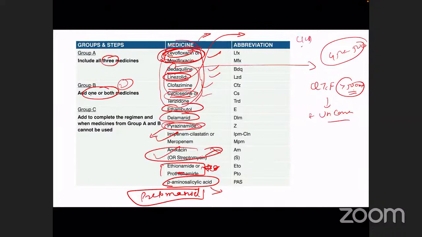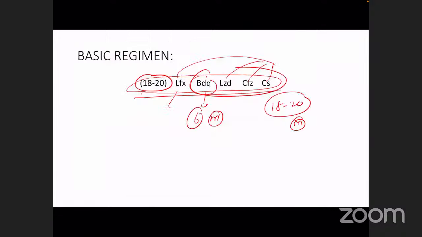Bedaquiline in general does not require, but it is not studied in advanced patients. Linezolid does not require. Clofazimine does not require. Cycloserine, yes, it requires dose modification. Ethambutol requires. This is a new drug. Pyrazinamide requires. This requires change. This requires change. This does not require. This requires change. So among the CKD patients, all these things require modification of treatment.